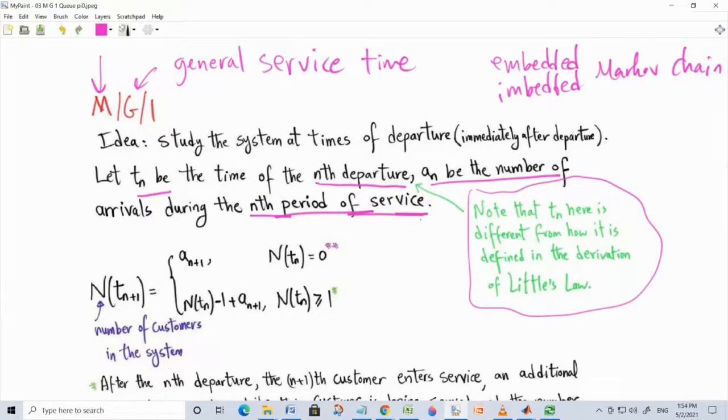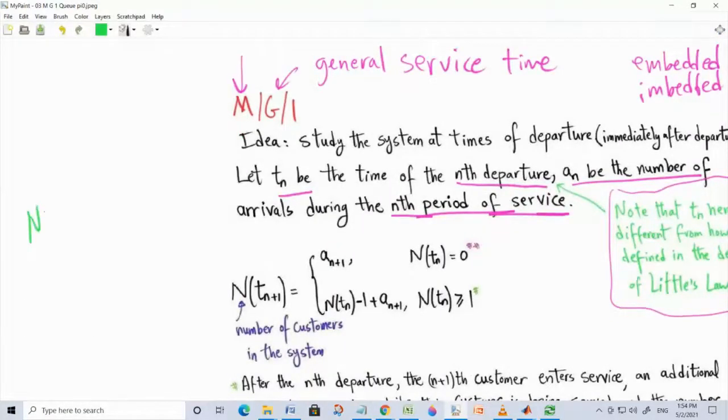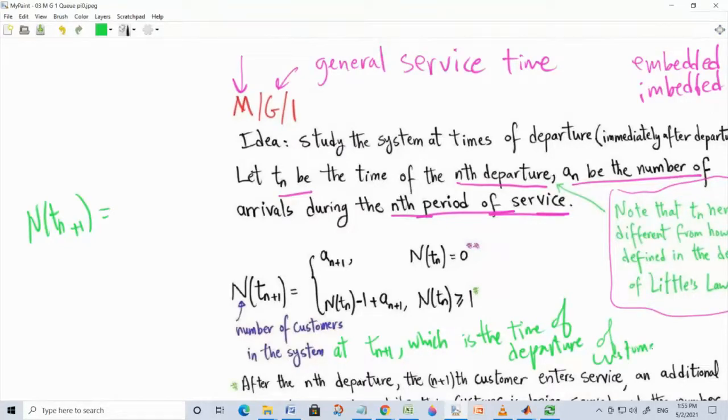Based on this, we can define a Markov chain, a discrete time Markov chain. Let's see. What is N of Tn plus 1? Here, N is the number of customers in the system. It's not a counter for the arrival process. So what is N of Tn plus 1, which means the number of customers in the system at Tn plus 1, the time of departure of customer n plus 1.